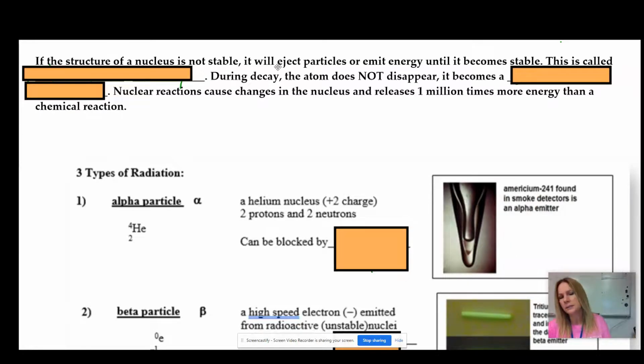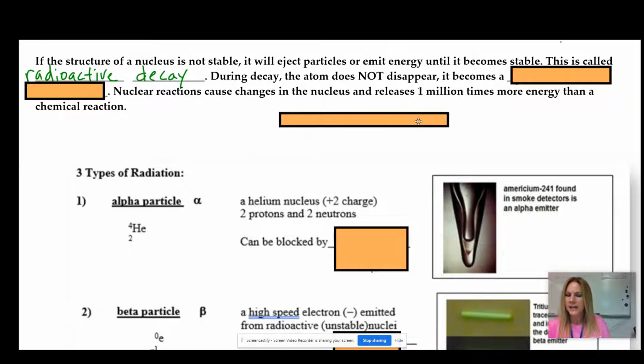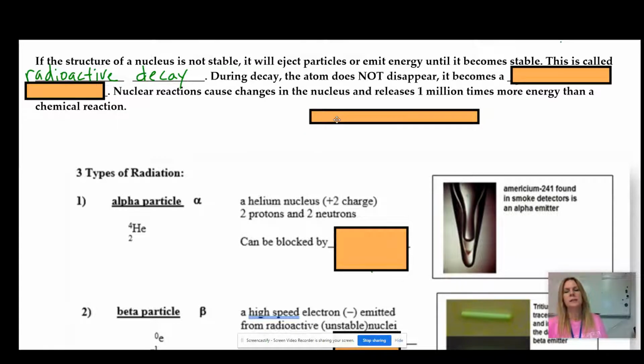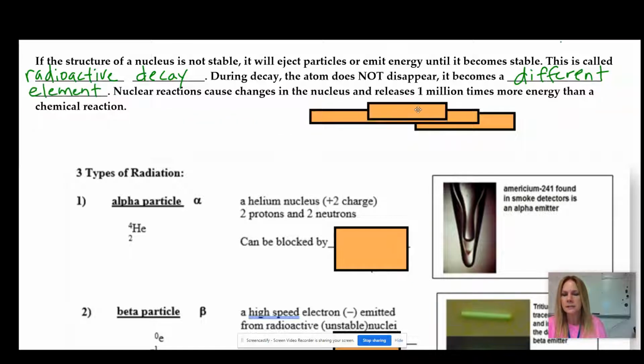When the nucleus is not stable, what it wants to do is eject or emit energy or particles until it becomes stable. This is called radioactive decay. When it just naturally does it, it just decays. During decay, though, you have to understand the atom does not just disappear. It is becoming a different element because the nucleus itself is changing, and what's inside the nucleus is what defines what that atom is. Nuclear reactions, when you have something going on inside the nucleus, release huge amounts of energy, 1,000,000 times more energy than a regular chemical reaction.